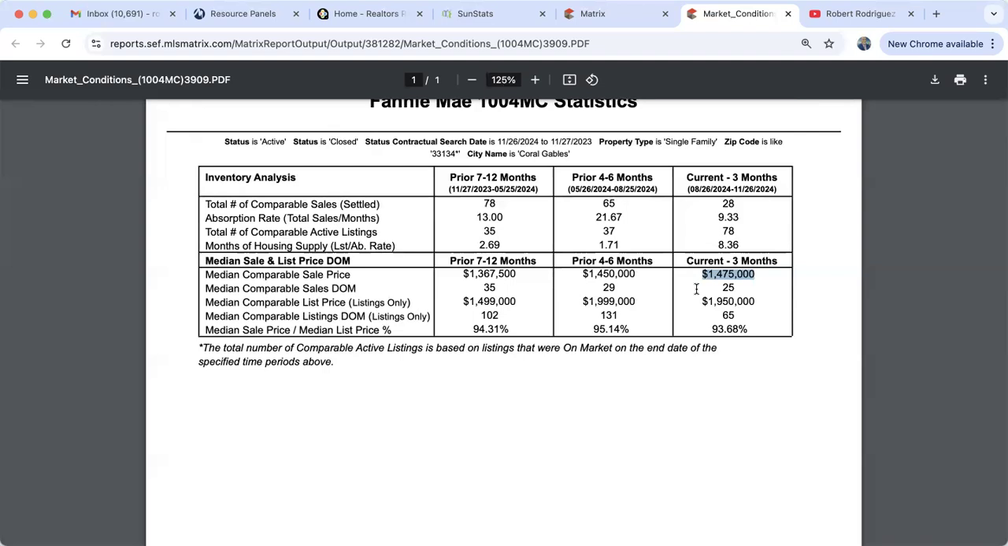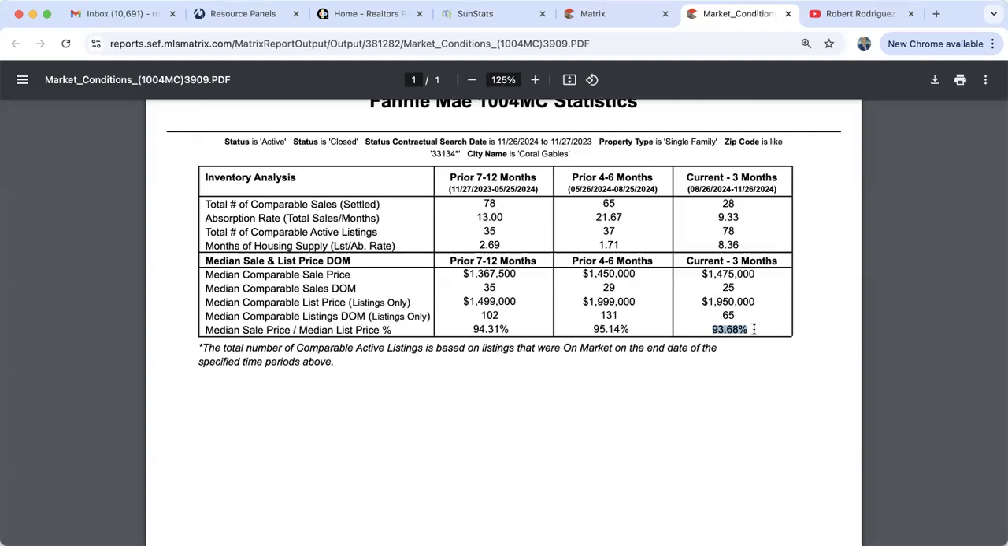The list price, however, took a slight dip from the summer months. We went from nearly $2 million in list price to now 1,950,000. All right, so we're definitely looking at sellers lowering their price just a bit. And then when you look at the percentage, we are selling right now at 93.6% of the original price. Therefore, buyers are getting about a 7% discount on the list price.